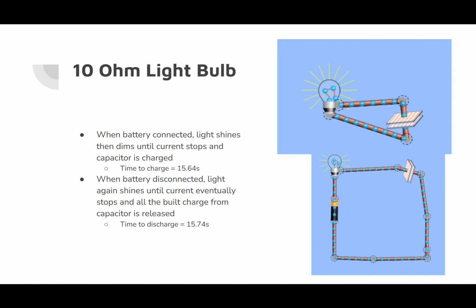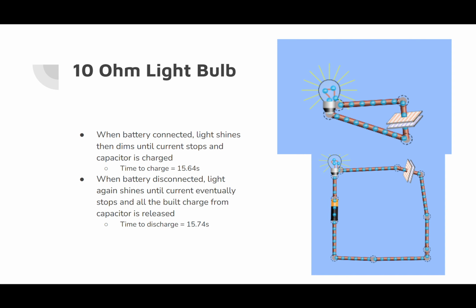For circuit 2, we used a 10 ohm light bulb and a 20 ohm light bulb. First of all, when you connect it with the battery, the circuit will flow until the capacitor is charged, until the light bulb doesn't shine anymore, and we got this time as 15.64 seconds. And with no battery, where the capacitor runs the circuit and creates a flow, we get 15.74 seconds until it is fully discharged.